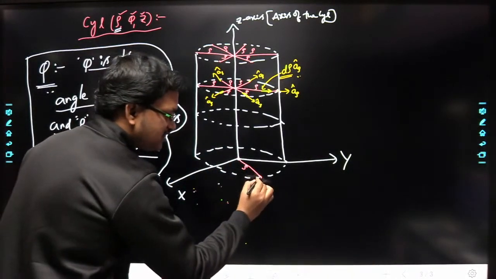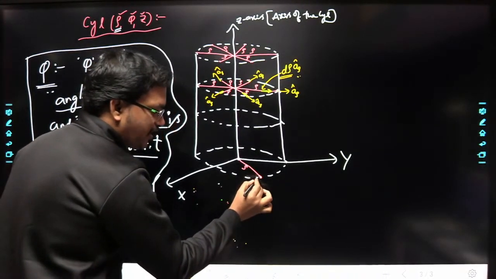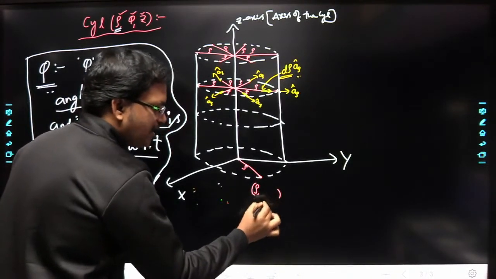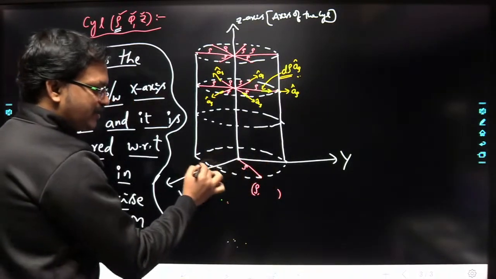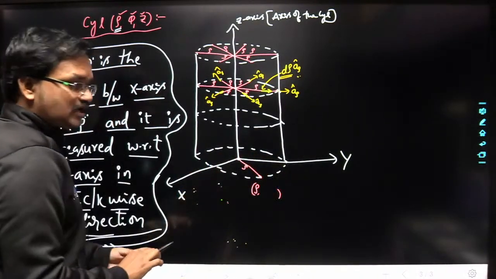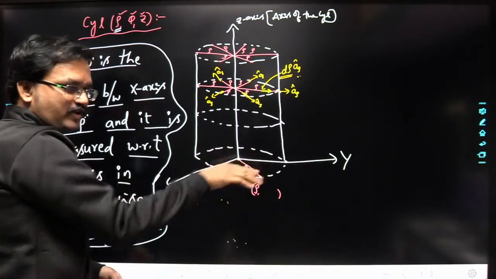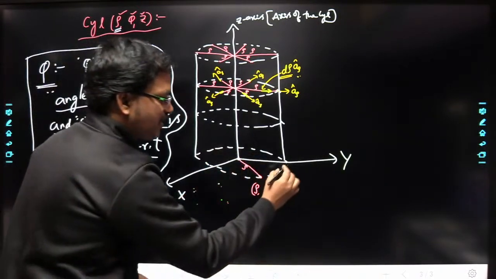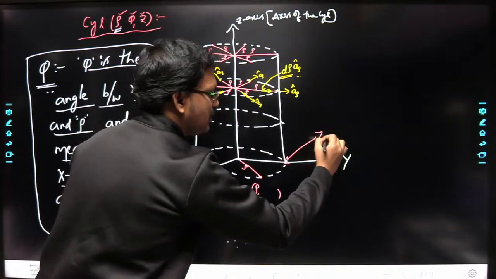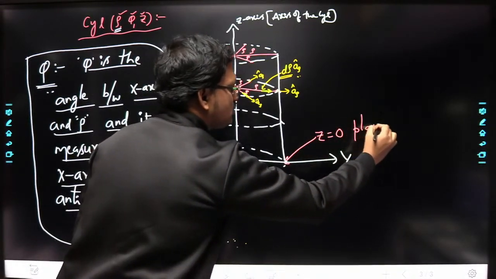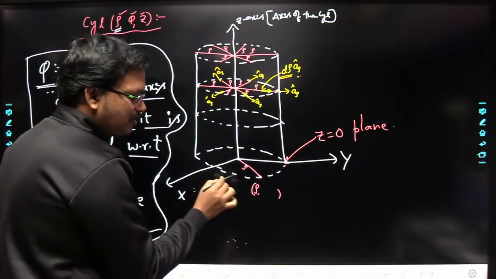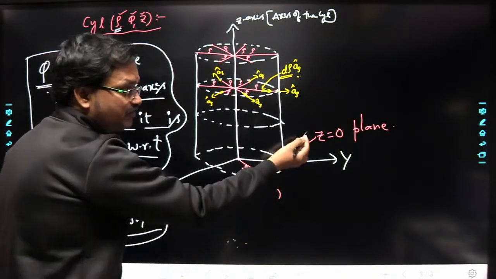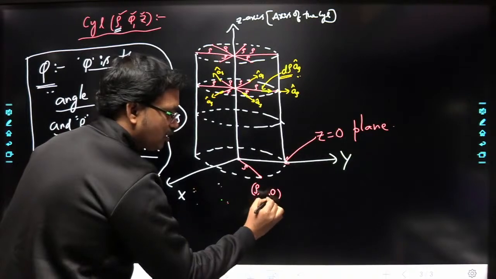So now I can represent this point as, this point is at normal distance rho from the z-axis. So this is rho. Understood? Okay, next, this point is lying in which plane here? It is lying in the z equal to 0 plane, that is the xy plane. This circle is present in the z equal to 0 plane. So all the points on this circular ring, the z value will be equal to 0.